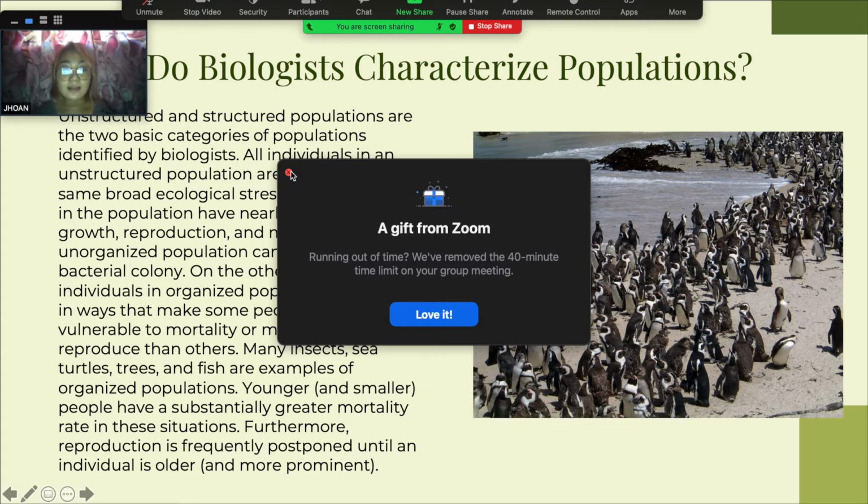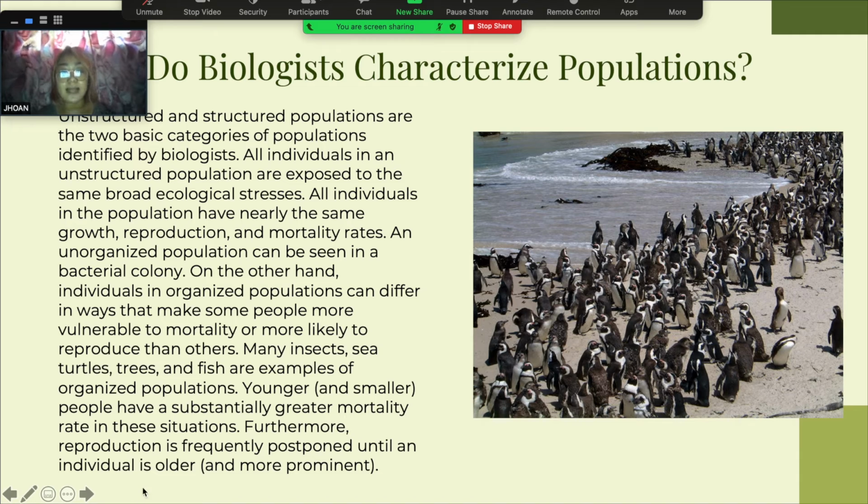On the other hand, individuals in structured populations can differ in ways that make some more vulnerable to mortality or more likely to reproduce than others. Many insects, sea turtles, trees, and fish are examples of structured populations. Younger individuals have a substantially greater mortality rate in these situations. Furthermore, reproduction is frequently postponed until an individual is older.